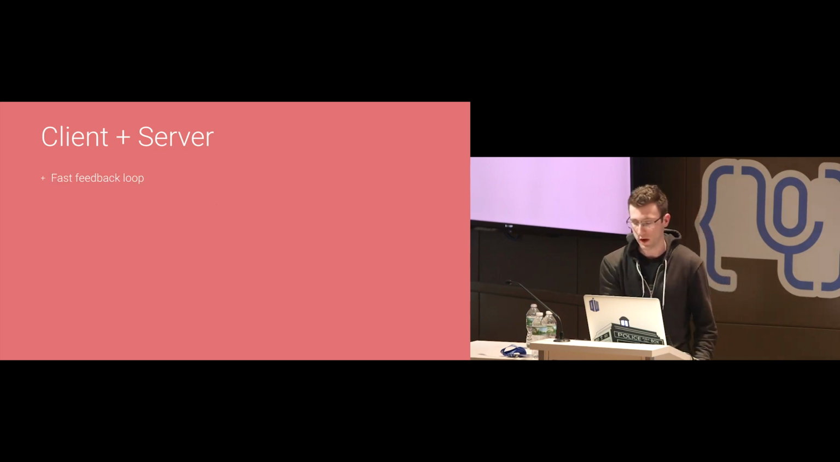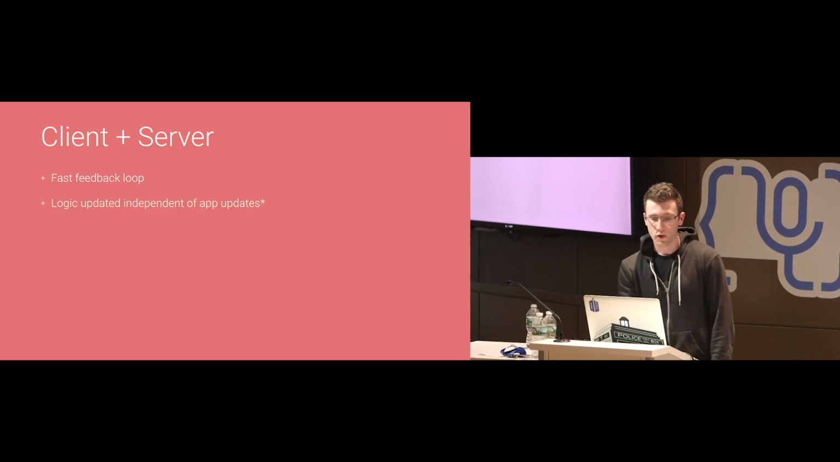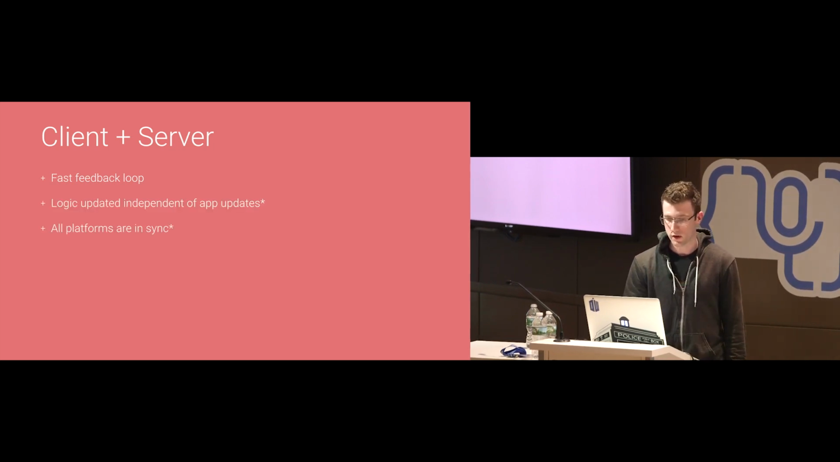Once again, you have a fast feedback loop because all of your logic is being executed on the client. Your logic can be updated independent of app updates, and all your platforms are in sync. However, there's asterisks on there because this is only true if you don't add new variables to the equation. In our username example, I've been talking about minimum and maximum length of username, and that's what the client is programmed or knows how to check.